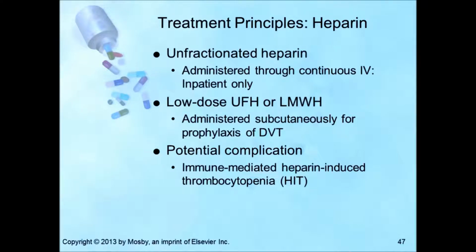Treatment principles. Unfractionated heparin is administered as a continuous IV infusion on an inpatient basis. For the prevention of VTE, a dose of 5,000 units is given every 8 or 12 hours postoperatively, subcutaneously. For the treatment of patients with VTE or acute coronary syndrome, a loading dose of about 80 units per kilogram is followed by an infusion of 9 to 18 units per kilogram per hour, depending on the institution that you work at.